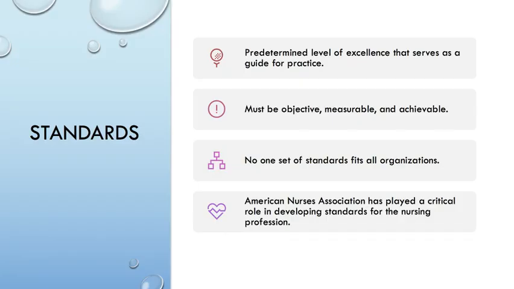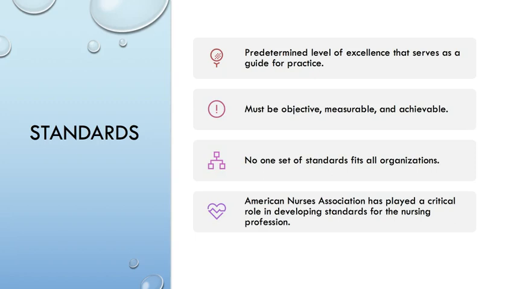When we look at standards, this is how we figure out where we start our benchmark. It's the first step in an effective quality control program. We figure out what our standards are, and we need to know what the predetermined level of excellence is that serves as a guide for our practice. It's got to be objective, measurable, and achievable.